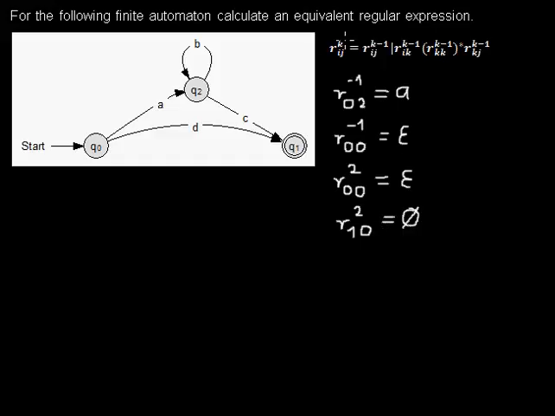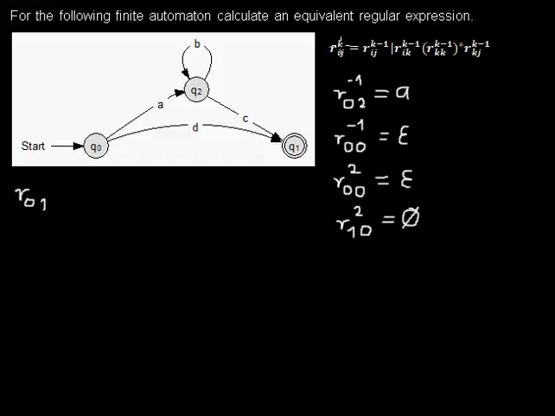So now I showed you what those expressions mean. Let's just use the formula. When I want to find the regular expression for the whole automaton, my first expression will be where I start in the initial state, so in Q0, and my G will be the final state. In this case, it's Q1.